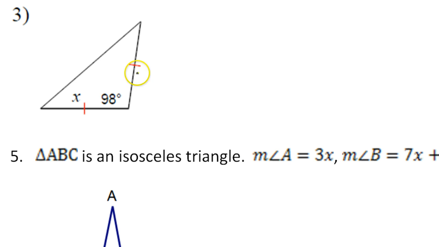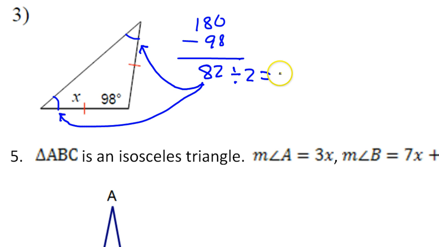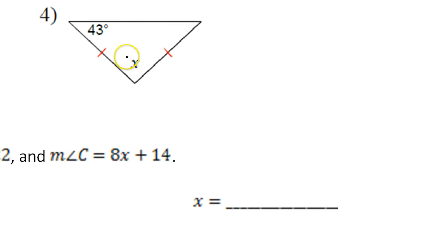Taking note of the congruent sides, you can tell that these will be the base angles that should be equal. And again, the total number of degrees has to be 180. So if we start with 180 and subtract the 98, we get 82. Now this 82 degrees has to be shared equally between the two congruent base angles. So we're going to take this 82 and divide by 2, and that's going to give us 41 degrees. So that means each one of these base angles has to be 41 degrees, which means that x is 41 degrees.